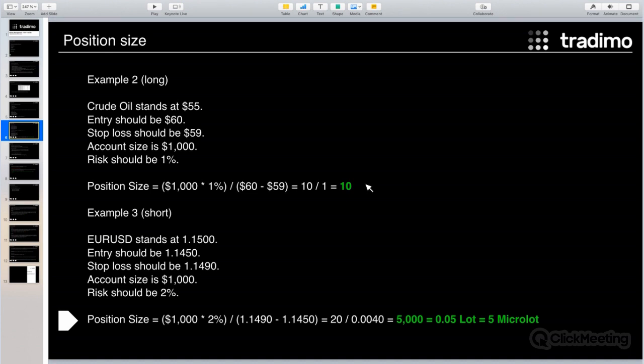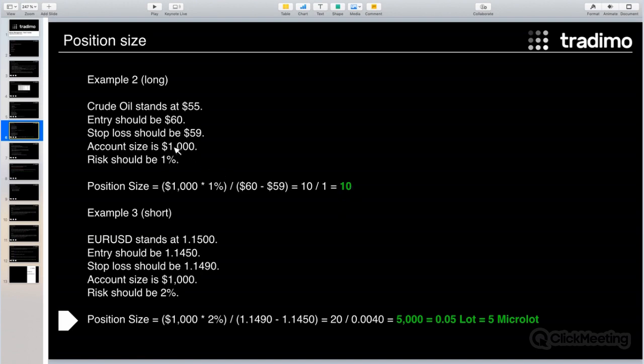Isn't risk the amount we lose? Therefore, if we enter at 60 and possibly exit at 59, that would be a 1 as a risk. Yeah, this is true, but you have to consider your account size and the risk you want to take. So for example, if you change the risk to, let's say, 2%, then you can trade double the position size. So not only 10 units of crude oil, then you can trade 20 units of crude oil.